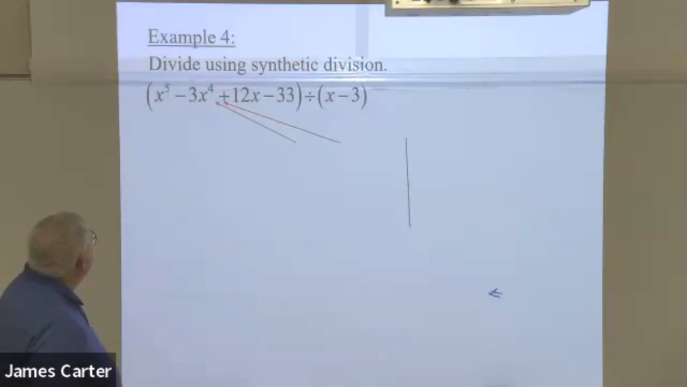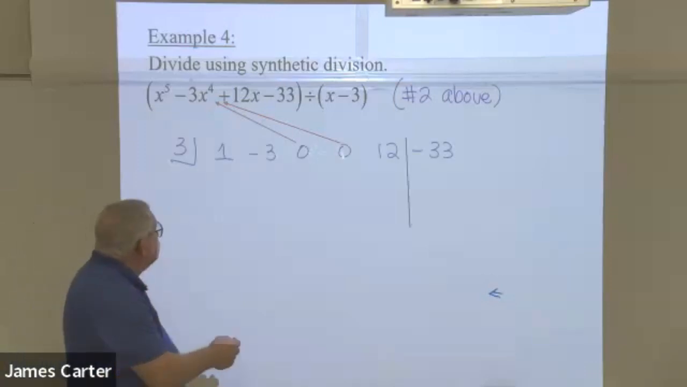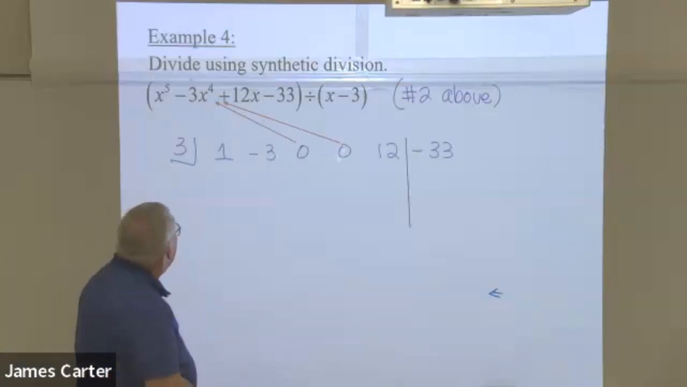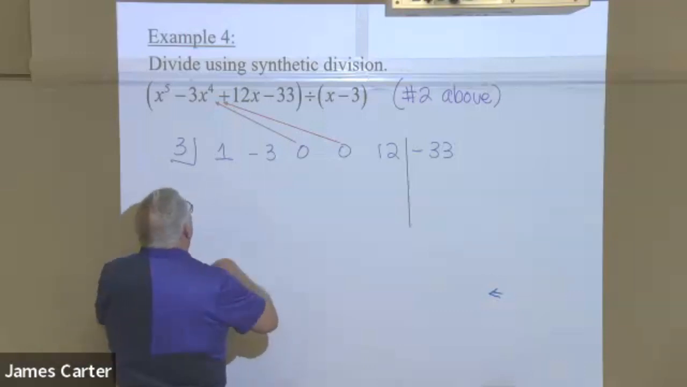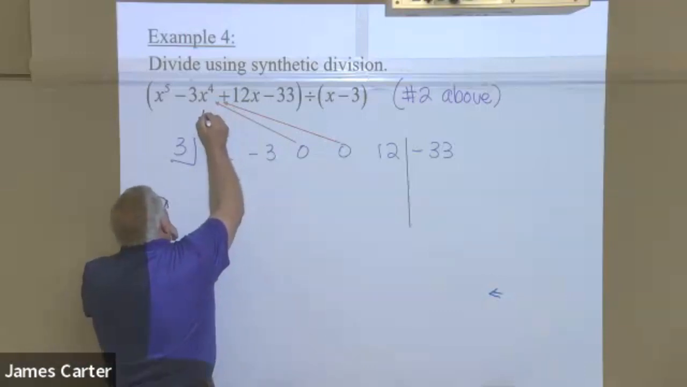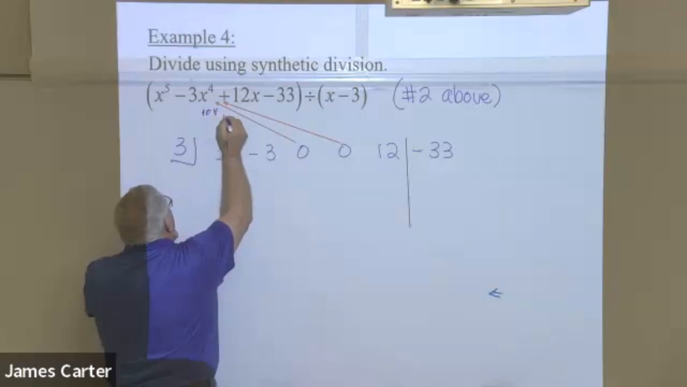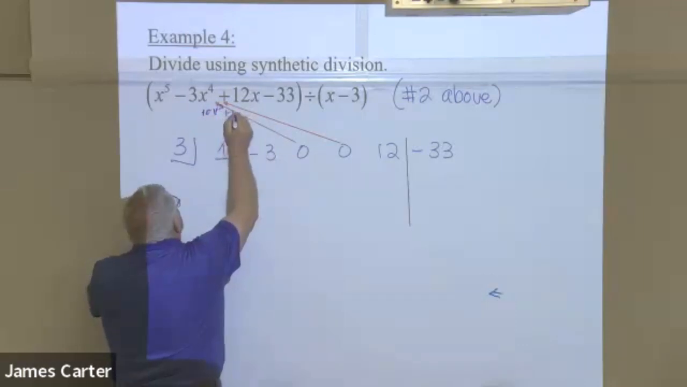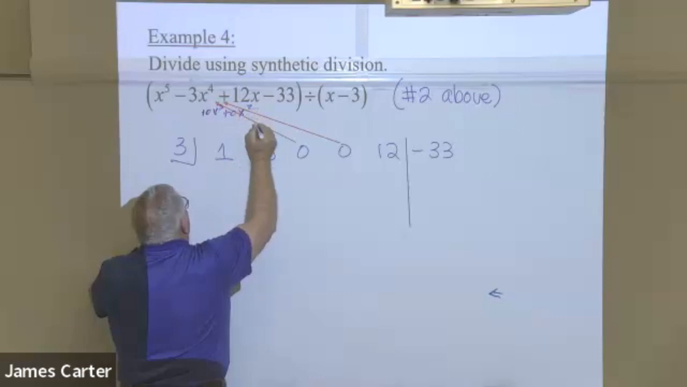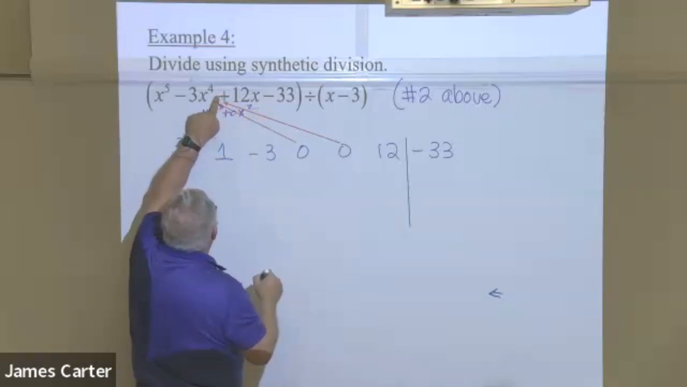Okay, what about this problem? New problem. In this case, we check our degrees: 5, 4, and we're missing the 3 and 2 powers. So we have to represent them with placeholders. If they were up here, they would be plus 0x cubed plus 0x squared, inserted right there.